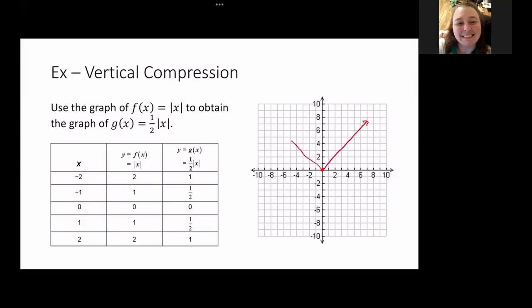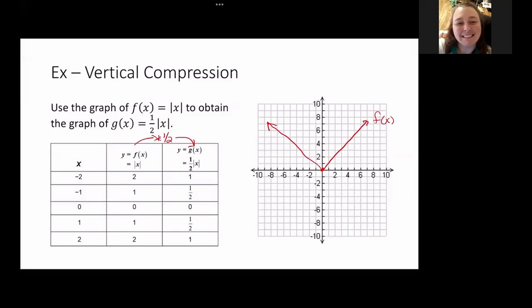Okay, f of x is there. Now, all we're doing is multiplying it by 1/2 this time. Last time we multiplied it by 2. This time we're multiplying it by 1/2. You can see the difference there, right? So each value for g of x is going to be half of that for f of x.